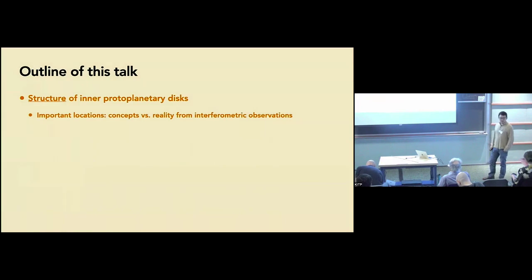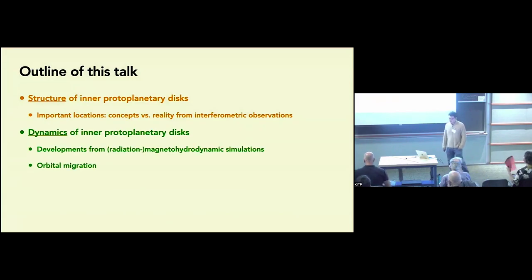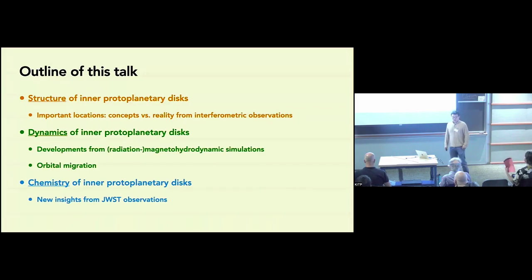So I will start by introducing the structures of inner protoplanetary disks, and I will introduce some important radial locations in protoplanetary disks, and what the reality is, as we figured out from our interferometric observations. And then I will move on to dynamics, and I will introduce some recent developments from MHD simulations, and I will talk a little bit about orbital migration under this new paradigm. Lastly, I will briefly touch upon the chemistry of the inner disk and what we learned from James Webb observations.